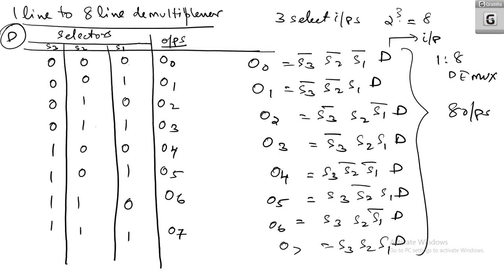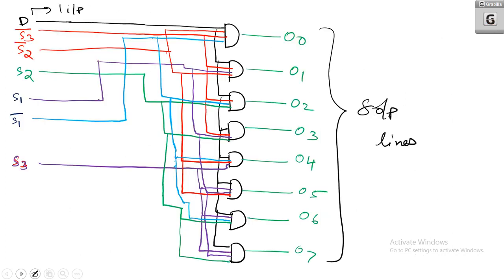That is the only difference we have here, because I have drawn the truth table in a very simplified form. After that we formulated the logic circuit of a 1-line to 8-line, or 1:8 DEMUX. Hope you have got the idea of forming a demultiplexer circuit.